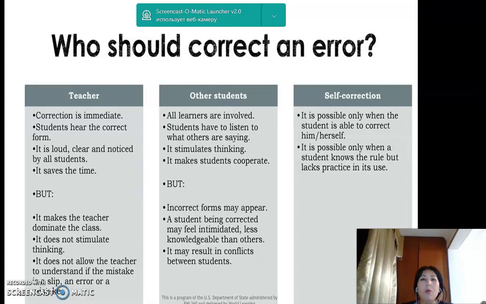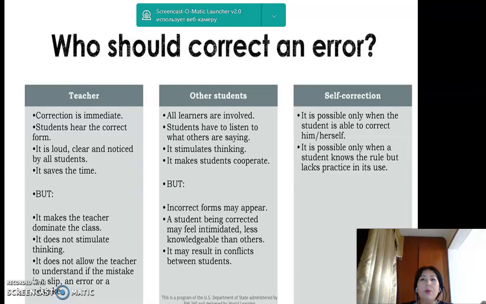Other students. All learners are involved. Students have to listen to what others are saying. It stimulates thinking. It makes students cooperate. But incorrect forms may appear. A student being corrected may feel intimidated, less knowledgeable than others. It may result in conflicts between students.